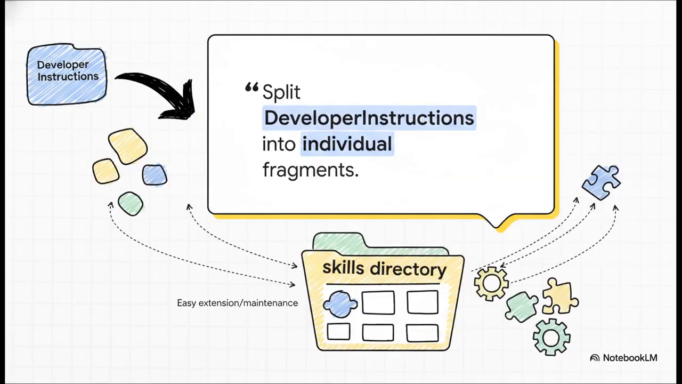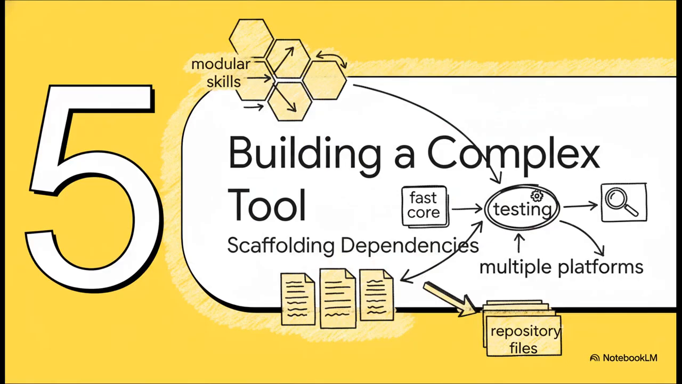And you don't even have to guess. A recent commit message flat out confirms it. You can see the team is actively splitting instructions into individual fragments right inside that skills directory. I mean, that's the classic hallmark of a plugin architecture. It's designed from day one for easy extension and maintenance. All right, so we've got a fast core and these modular skills. That's great. But how on earth do you manage the complexity of building and testing all this stuff, especially when you have to support multiple platforms?